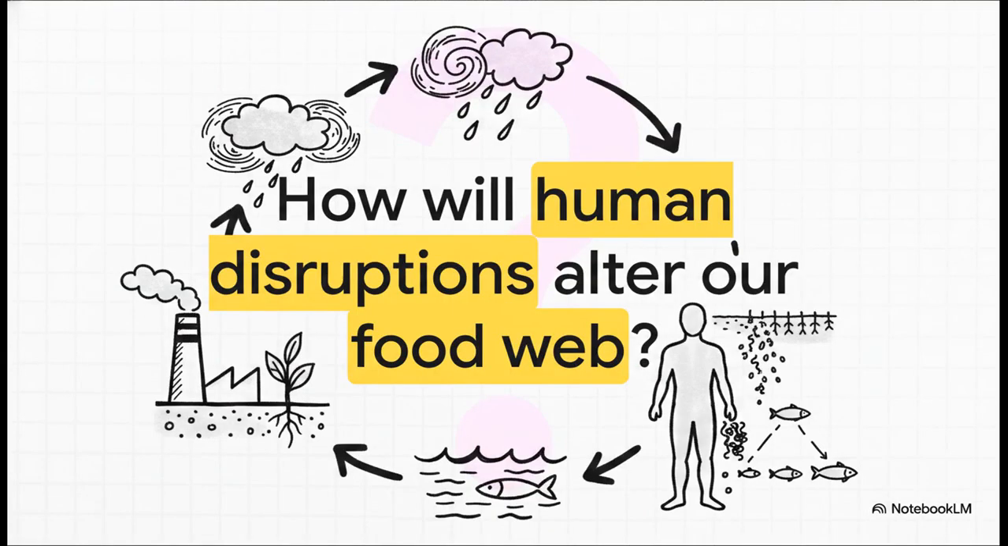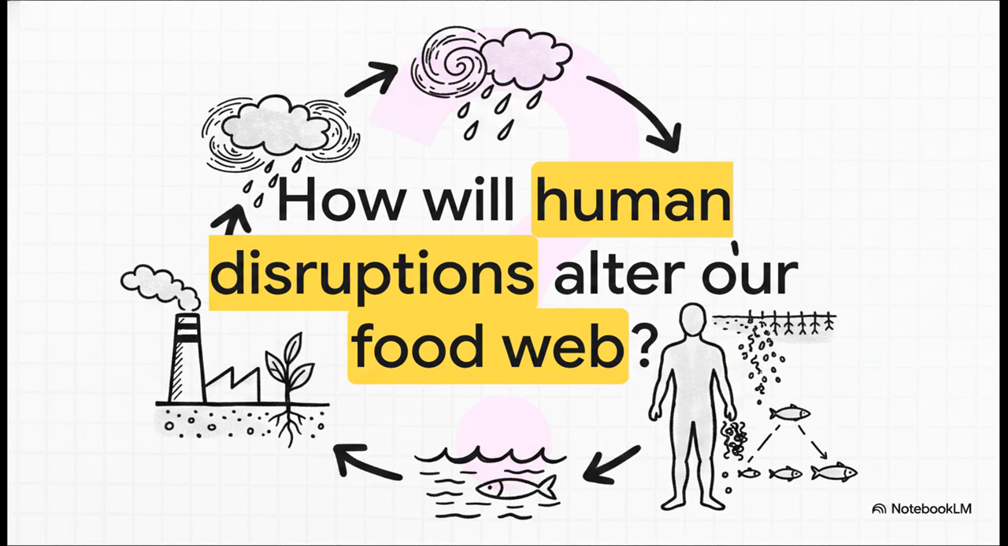So we return right back to where we started. The elements of life are a closed loop. They are endlessly cycling through the air, the soil, the water, and our very own bodies. But as we've just seen with agricultural runoff and toxic biomagnification, we are no longer just participants in this cycle anymore. We are actively altering it.